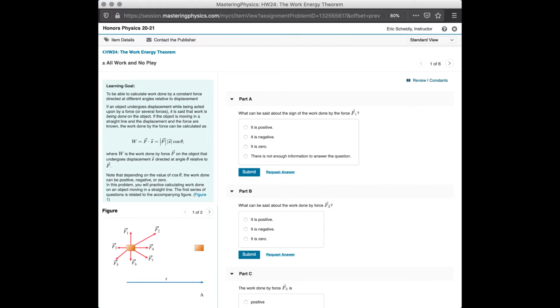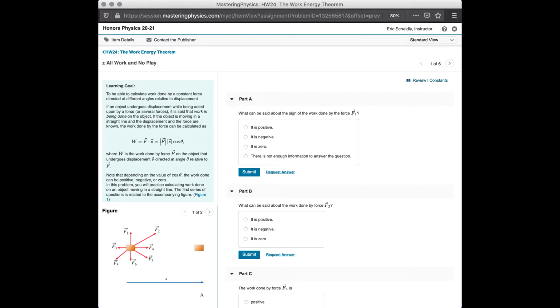So here I am, homework number 24, the Work-Energy Theorem, the first question, all work and no play. Here on the left-hand side, it gives me an actual lesson on calculating work. The real critical thing here, the important point that goes through most of this homework assignment, is that in order to calculate the work done by the force, I have to discover the component of the force that is in the direction of the displacement or opposite the direction of the displacement.